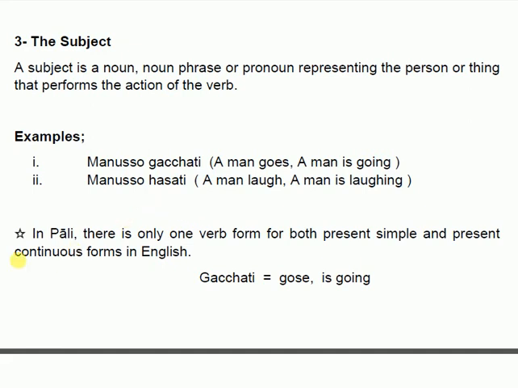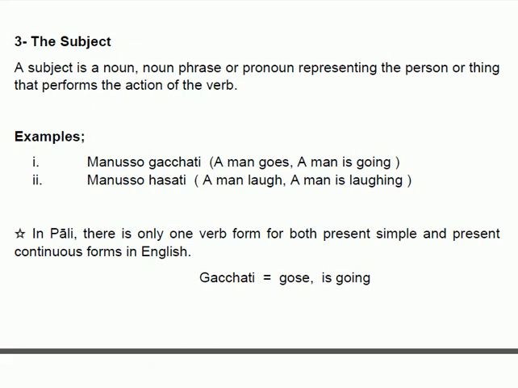Here's one special note with the star marks. Let's read it. In Pali, there is only one verb form for both present simple and present continuous form in English. So that's why here manusso gacchati in Pali has two meanings in English. A man goes and a man is going. Again, here is a verb, gacchati. This gacchati verb has two meanings in English, goes or is going. This goes is present simple and is going is present continuous.